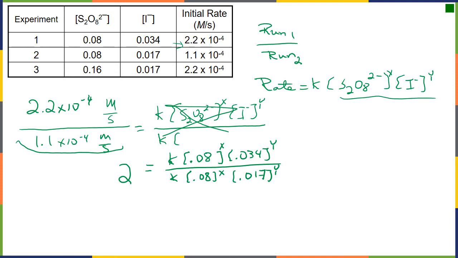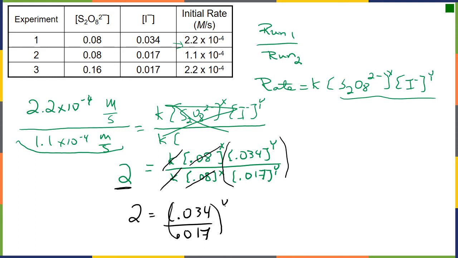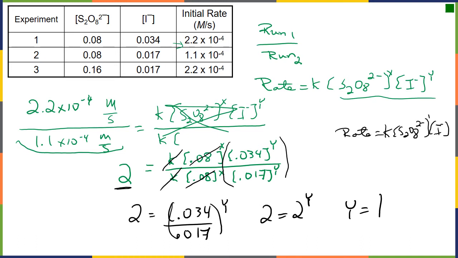Now let's cross off what repeats. We have k's, cross them out. 0.08 to the x crosses out, and now we see that the change in the rate only depends on the change in the iodide. Well, because these two values are raised to the same exponent, we can say that 2 is going to equal 0.034 divided by 0.017 raised to the y. Well, this is going to say that 2 is equal to 2 to the y, and y is going to equal 1. You could do that the same for both of them, and once you do that, you'll get the same thing we got before, that rate is equal to k times S2O8 2- times I-, both of these raised to the first power.